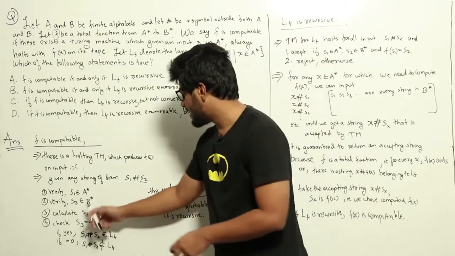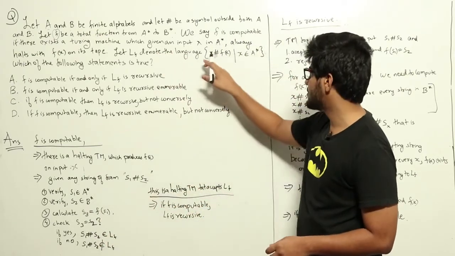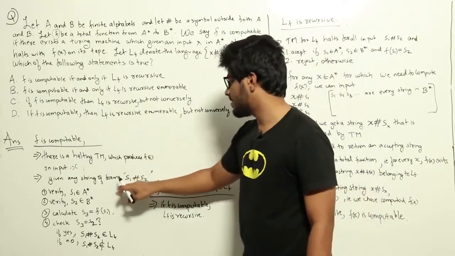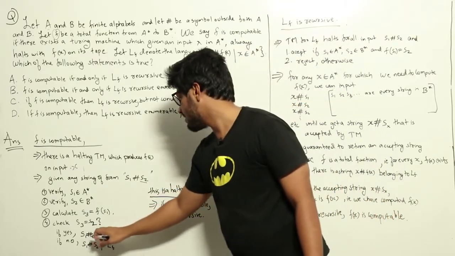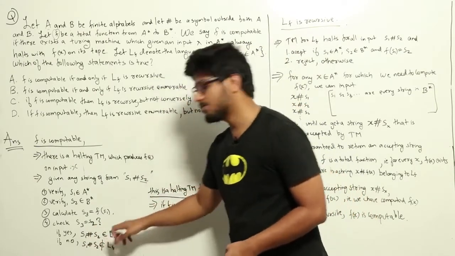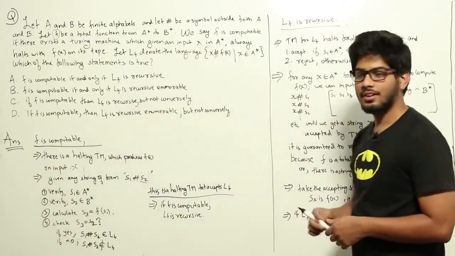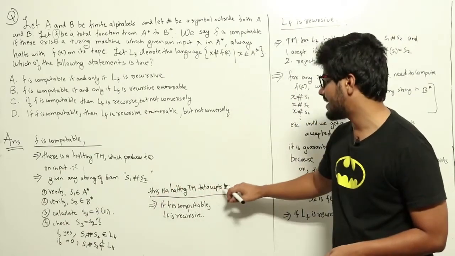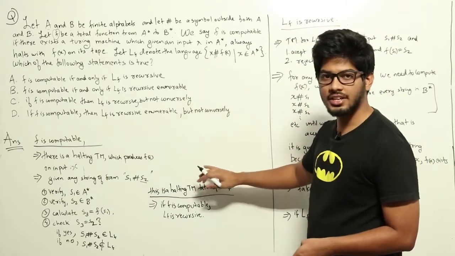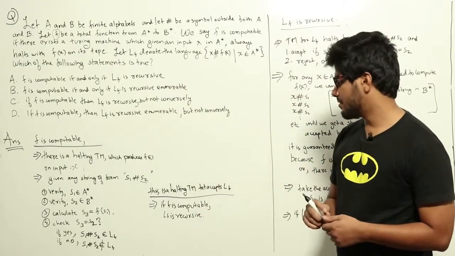If both are equal, then we can say that s1 hash s2 belongs to the language LF, because that's by definition. S1 belongs to A star, then hash, then s2 belongs to B star, f of x, which is f of s1. So clearly, s1 hash s2 belongs to LF. If no, then s1 hash s2 does not belong to LF. That's by definition. So what is this algorithm? This is nothing but a halting Turing machine that accepts LF. For any string belonging to LF, if we input that to this Turing machine, it will halt and accept. If it doesn't belong to LF, it will halt and reject.